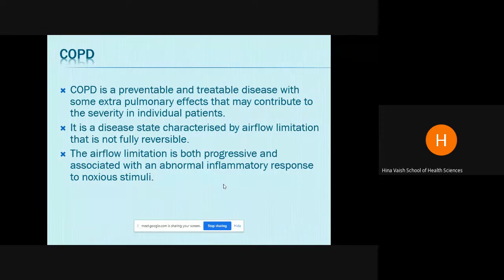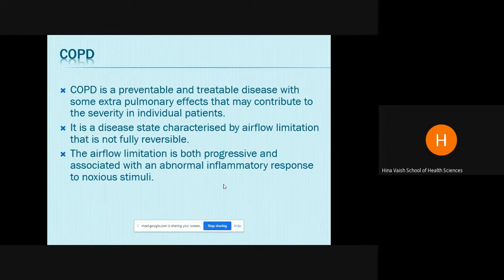Now जो COPD है that is being characterized by airflow limitation, which is not fully reversible. Not fully reversible का मतलब कि even if you will treat that case, तो जो airflow limitation patient में develop हो गई है वो वापस से completely recover नहीं करेगी. It can be treated, but it is not fully reversible.